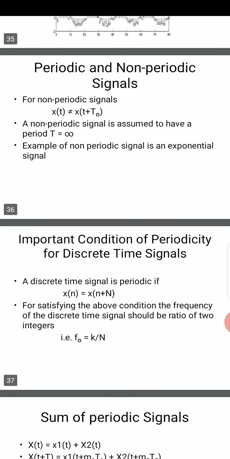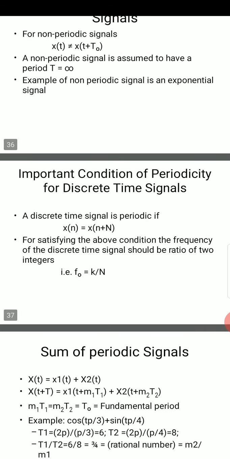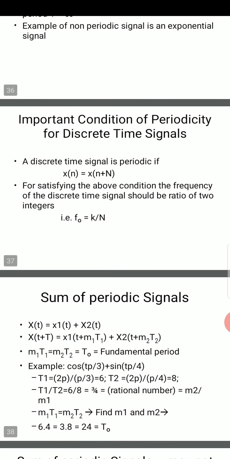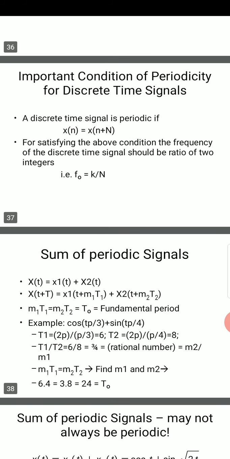We have already discussed the important condition of periodicity. The important condition of periodicity of a discrete time signal: a discrete time signal is periodic if x[n] equals x[n plus capital N], and the frequency is k upon N. We can say the period is 2 pi by omega. The sum of periodic signals is x3(t) equals x1(t) plus x2(t). It is periodic if x(t plus capital T) holds, where m1 T1 and m2 T2 equal T naught, the fundamental period.